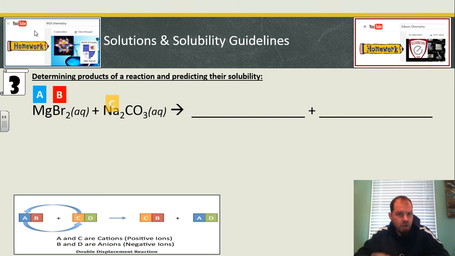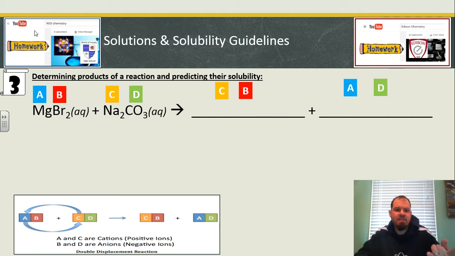So I'm just going to go ahead and code this thing up just like that. And that's what it means by coded. So Mg becomes A, and Br becomes B, and Na becomes C, and CO3 becomes D. See how we just coded those atoms up? And then I'm going to double replace them. So I'm going to take the C and the A and switch them. So now C is going to go first, which is Na, and it's going to be hooked to Br.